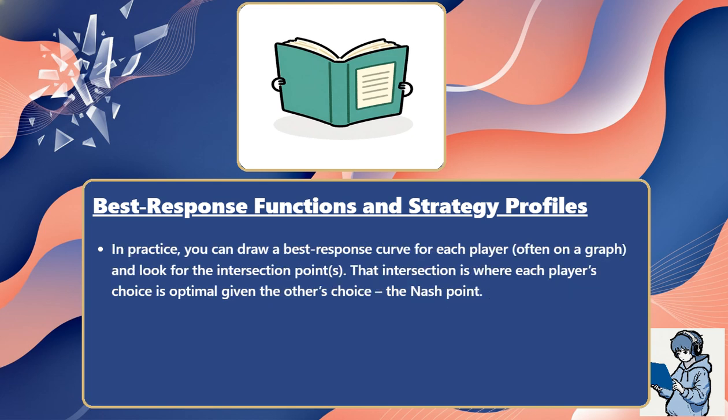In practice, you can draw a best response curve for each player, often on a graph, and look for the intersection points. That intersection is where each player's choice is optimal given the other's choice, the Nash point.